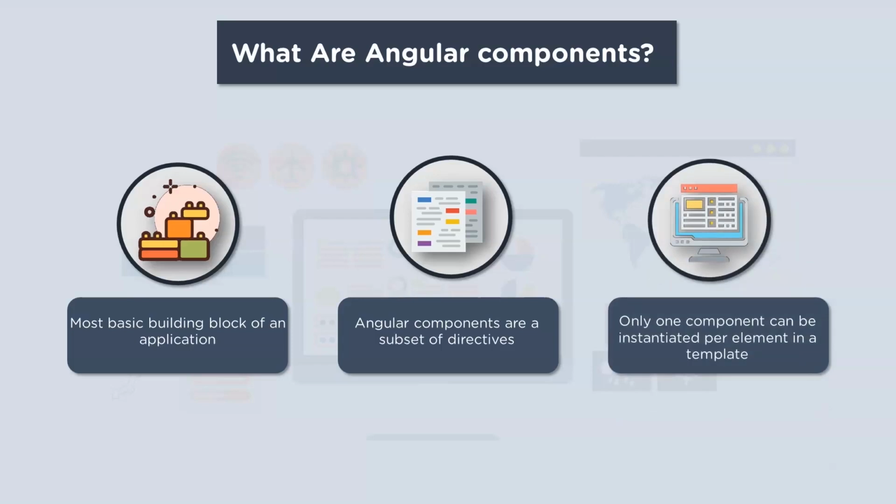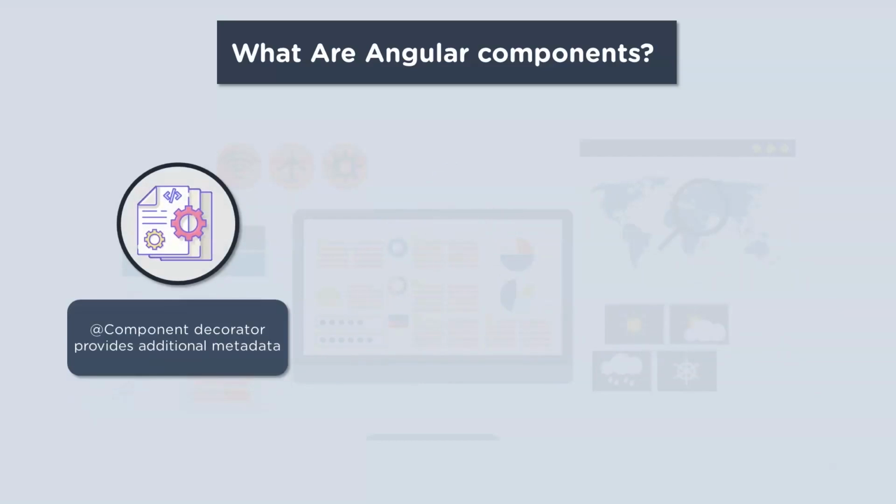Only one component can be instantiated per element in a template. Now components are typically custom HTML elements, and each of these elements can instantiate only one component. Now don't worry, you'll understand this better when I show you the demo. Nextly, a TypeScript class is used to create a component. Now this class is then decorated with the @Component decorator. Now the decorator accepts a metadata object that gives information about the component.